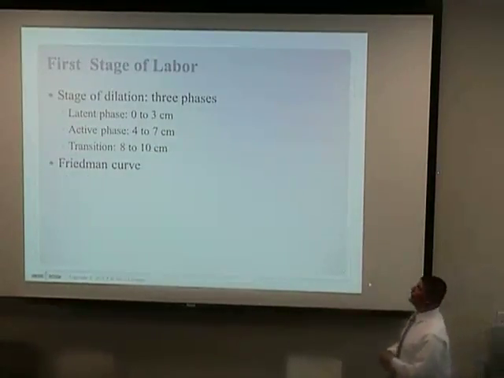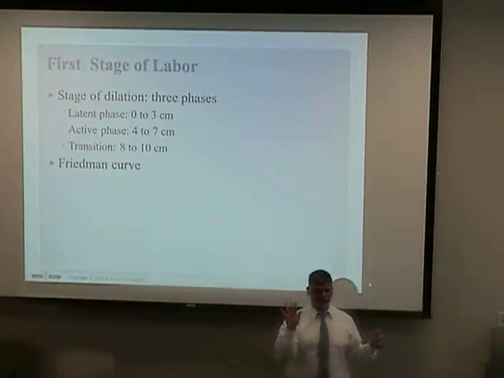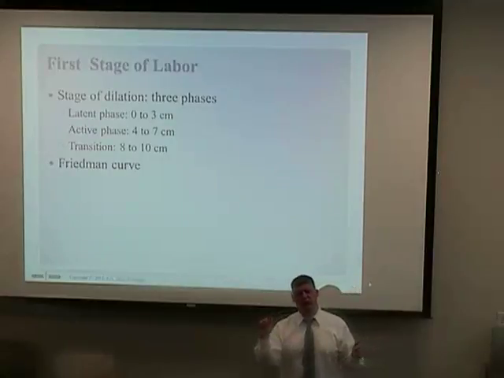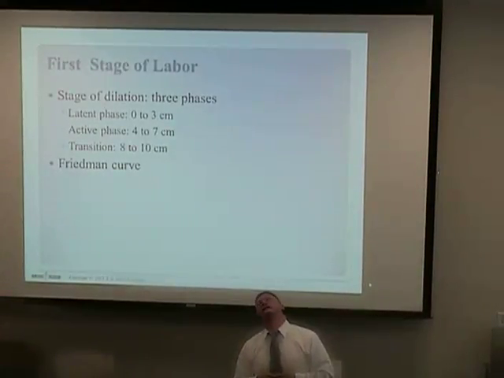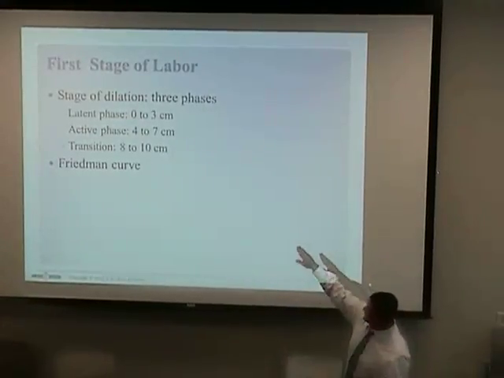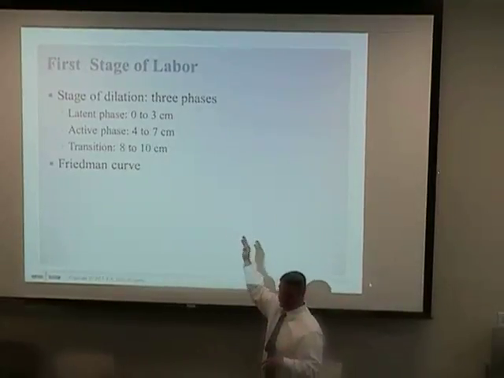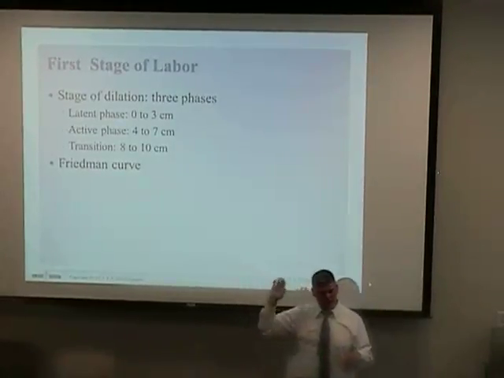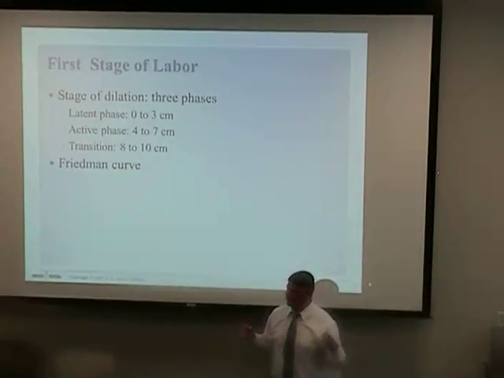First phase of labor. Now, labor is broken down in 4 stages. First stage, second stage, third stage, fourth stage. What is first stage? Latent. Well, latent is a piece of first stage. There's latent phase, active phase, transition phase, and that's from 0 to 10 centimeters is first stage of labor. Okay, that's the cervical dilating portion of labor.